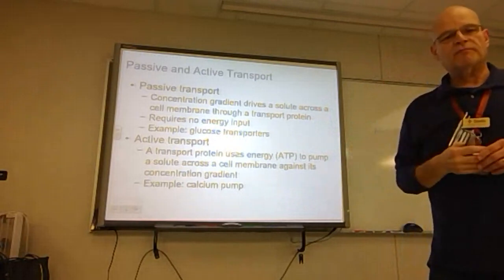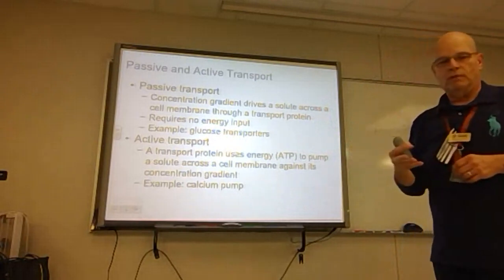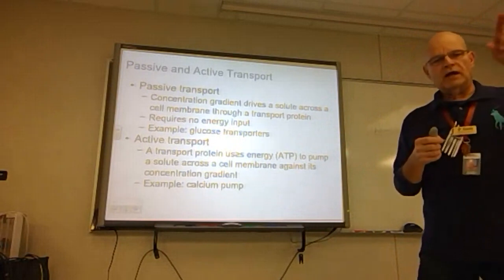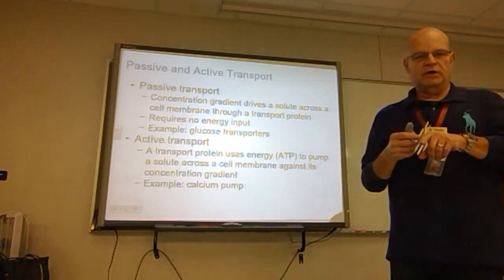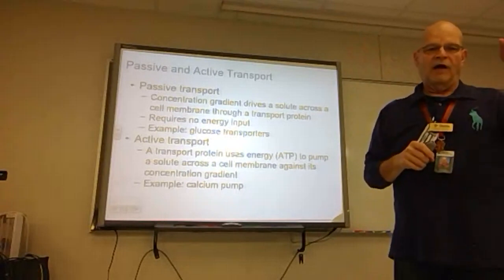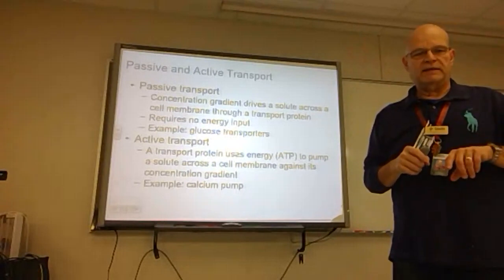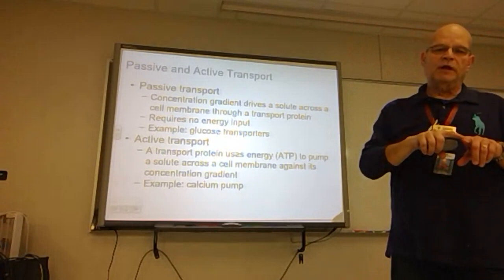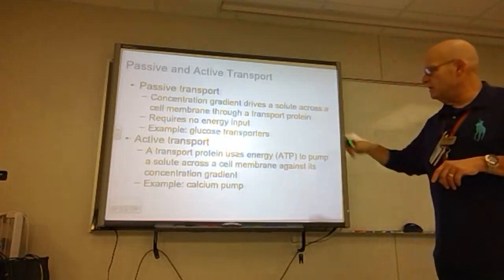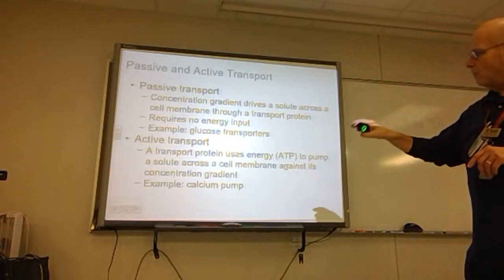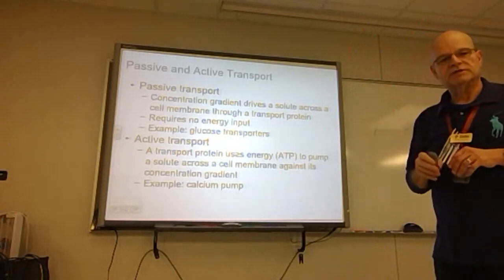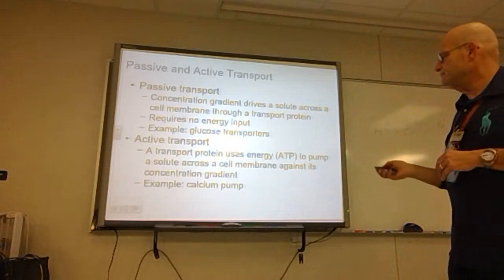On the other hand, we also have processes called active transport. Active transport is where you're not going down the concentration gradient, you're moving things up the concentration gradient. While things will roll downhill spontaneously, you've got to put energy in to move things uphill. So passive transport, no energy input. Active transport, you're moving against the concentration gradient, so you must have energy input.